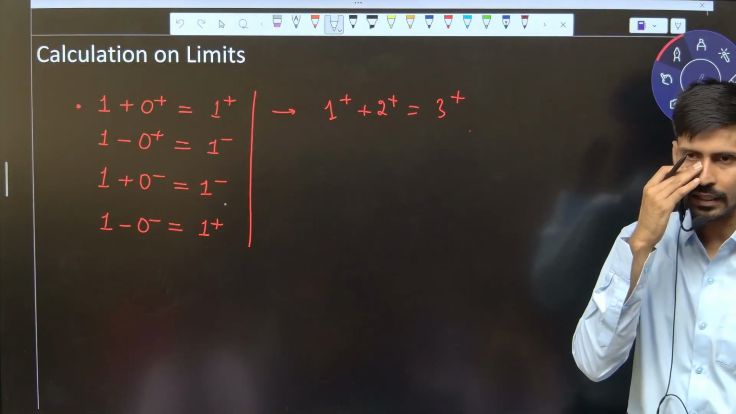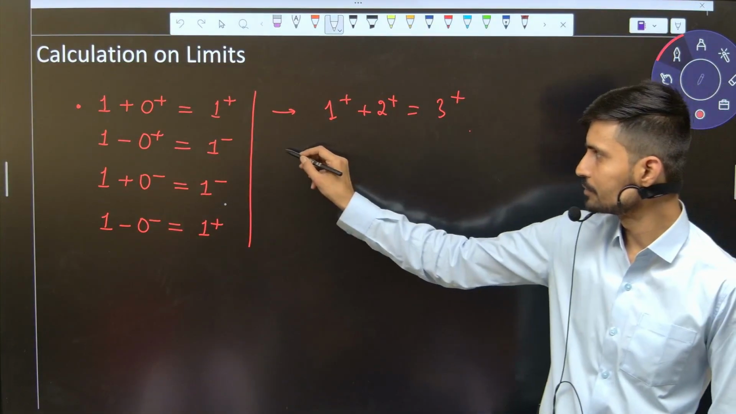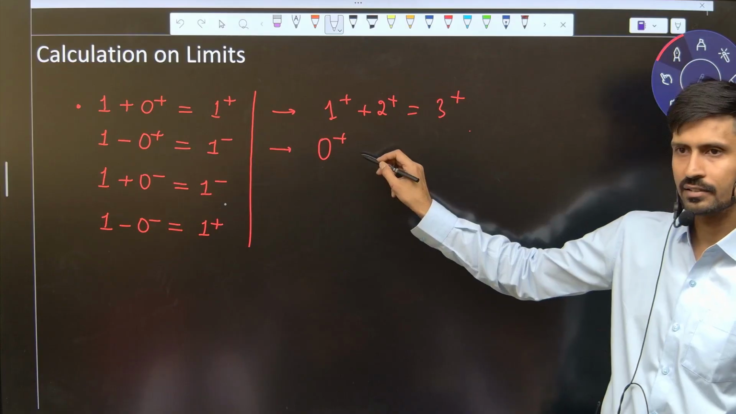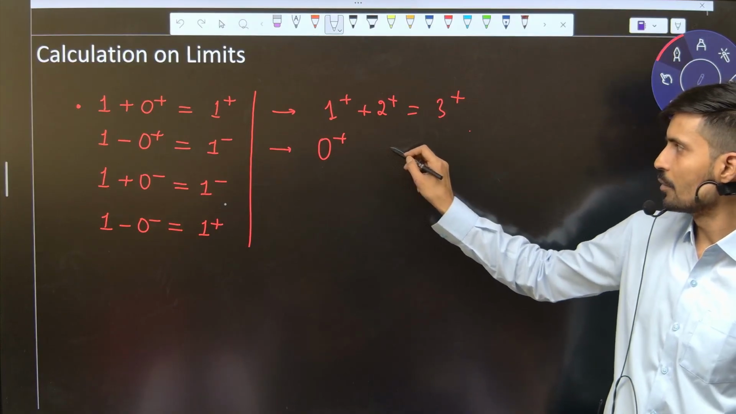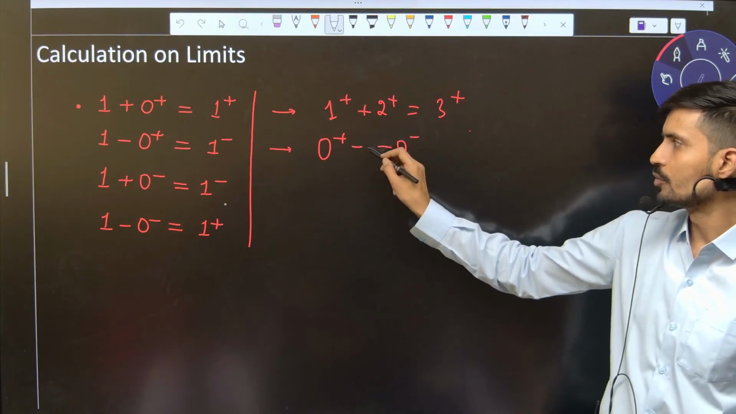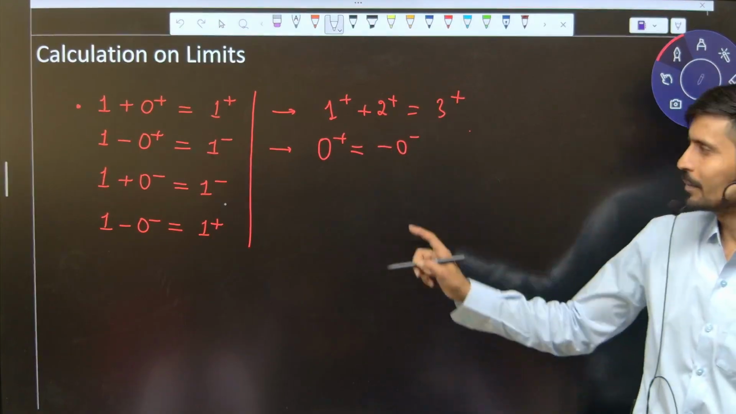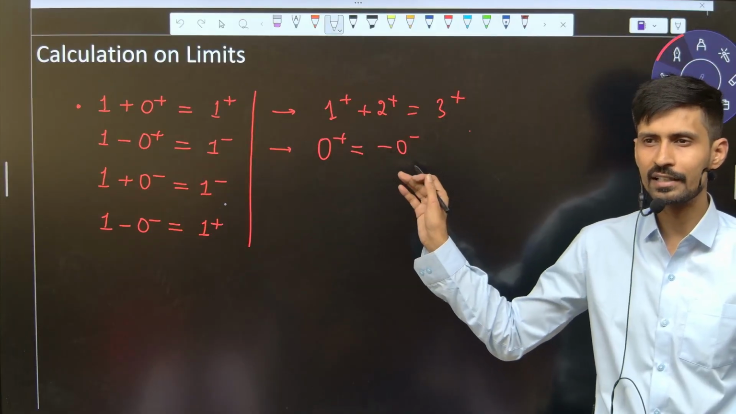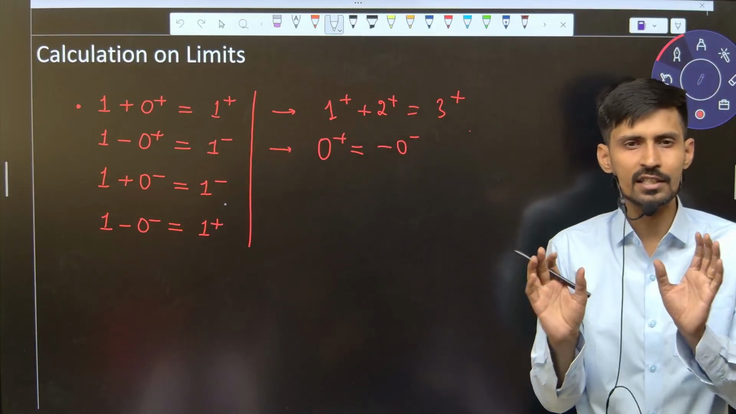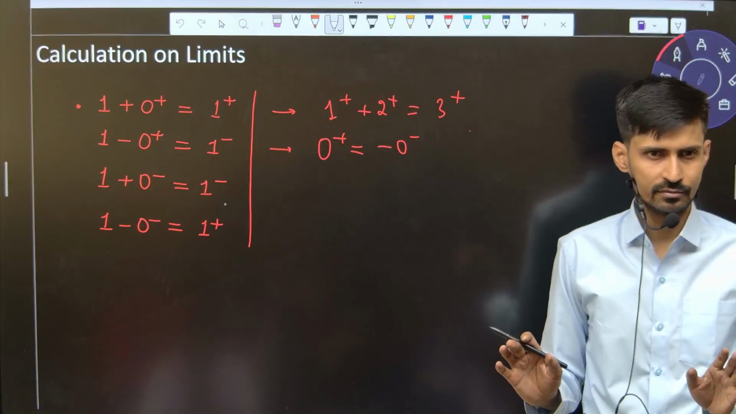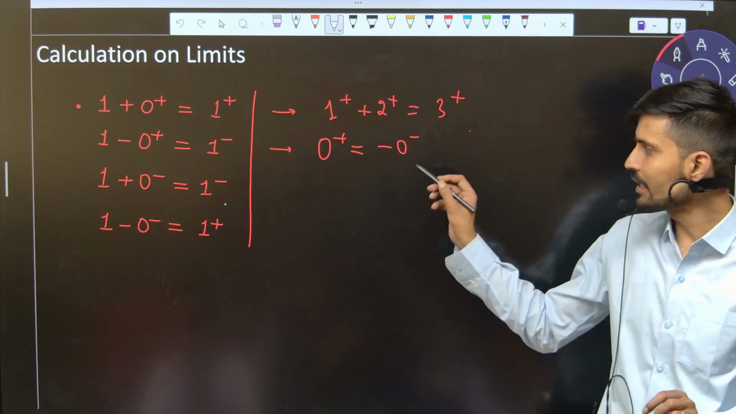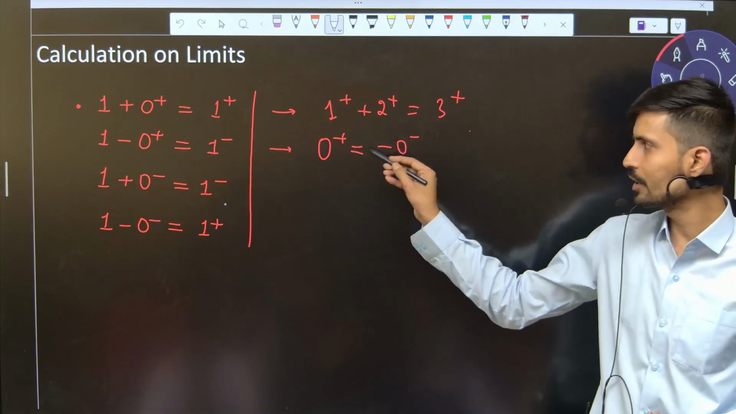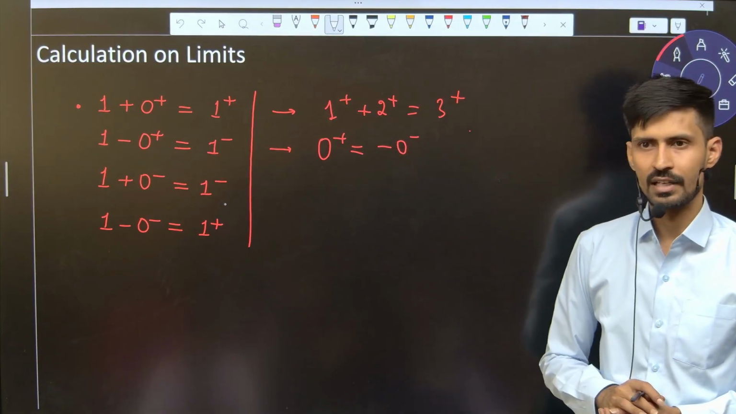Okay? Like that. Second, as I already told you, 0 plus and minus times 0 minus both will be equal. So when I am writing equal, don't argue, sir, we don't know that number, why are you writing equal? Equal means I am simply comparing whether both are the same or not. So at any place where it is written minus 0 minus, you can remove that and write 0 plus in place of that.